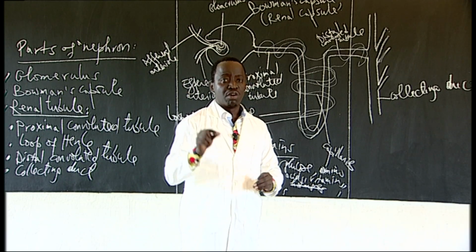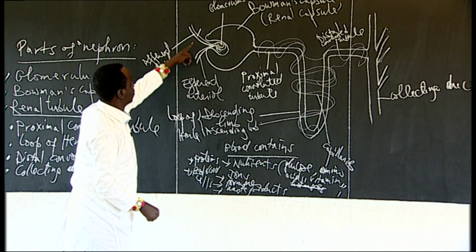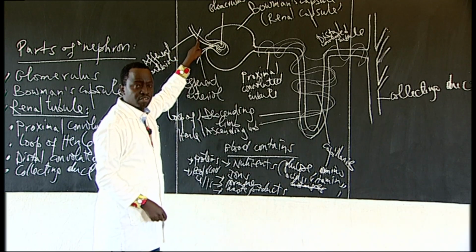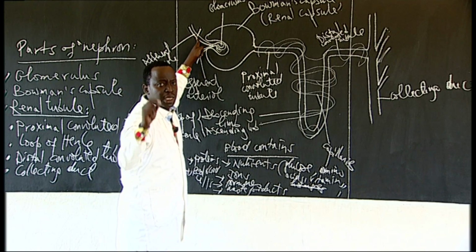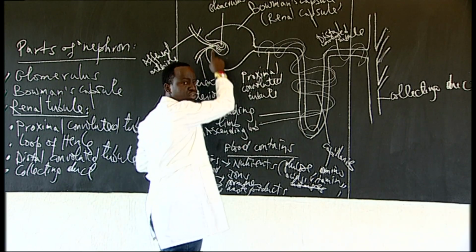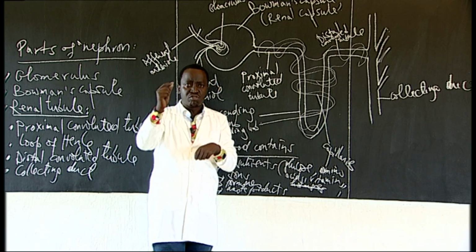and goes to the renal artery, and then from the renal artery, the blood comes into this vessel called the afferent arteriole, which is a vessel that brings blood to the glomerular. Are you getting the point? It brings the blood to the glomerular. Why does blood come to the glomerular?